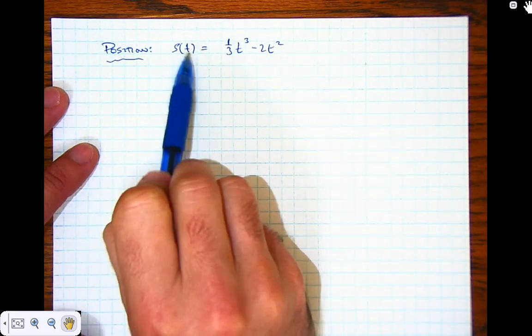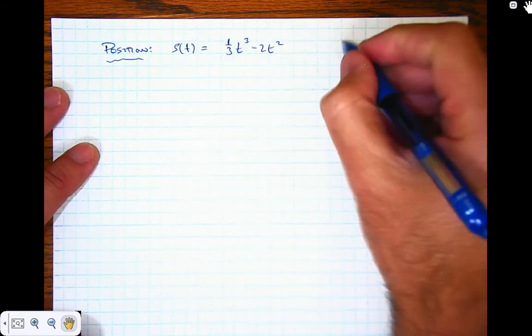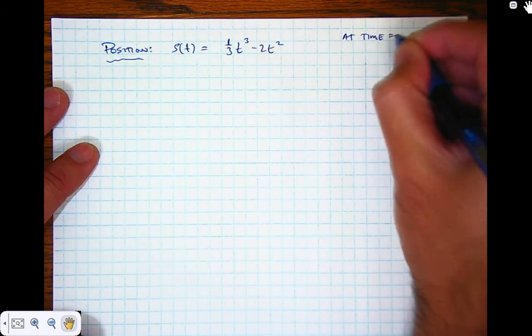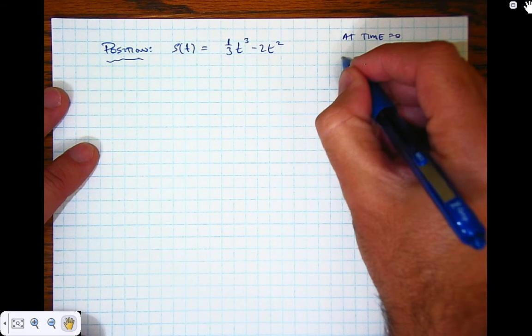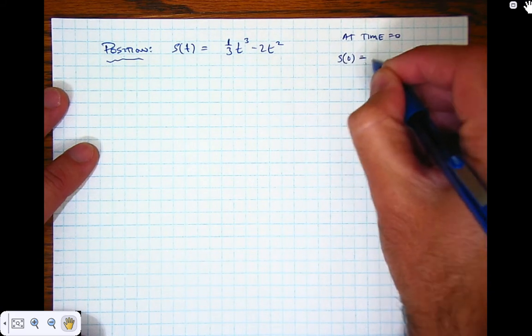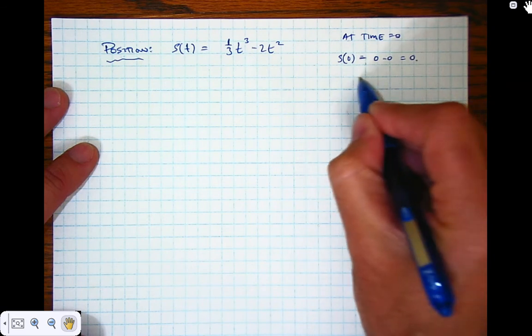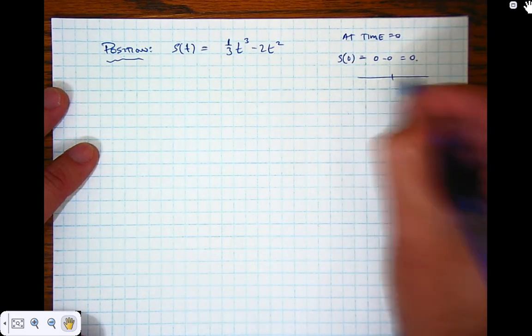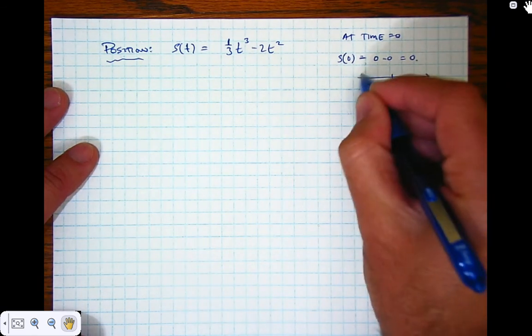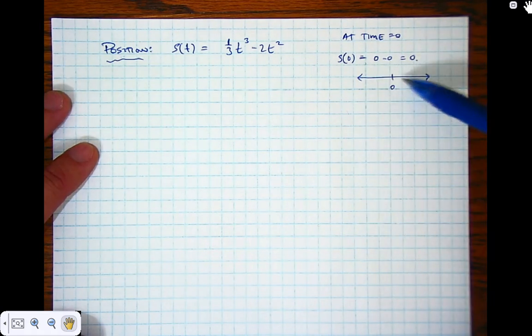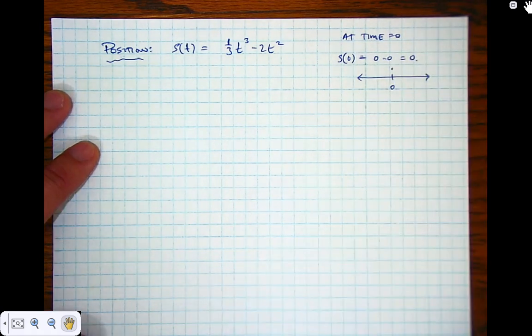Okay, and so for instance, if you plugged in time equals 0, right at the very beginning here, what is the position at time 0? It's 0 minus 0 or 0. And so what does that mean? That means that this particle, right, is only moving right to left, and it's at a position on your axis at 0. So your particle is right there.